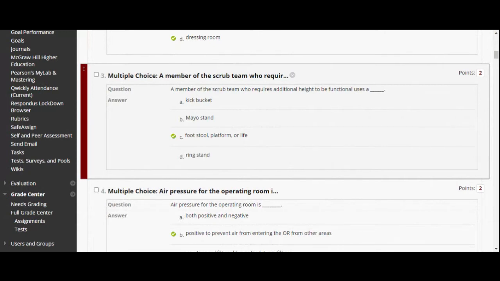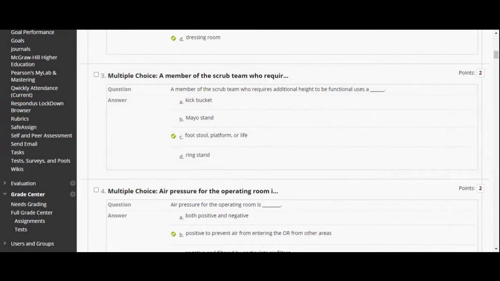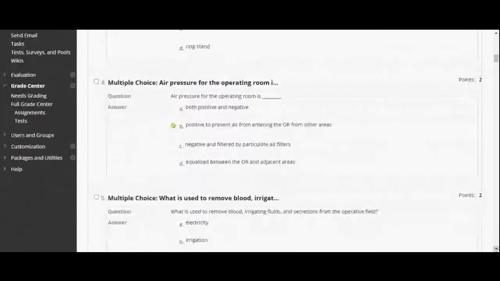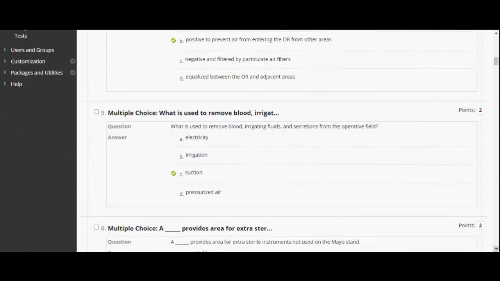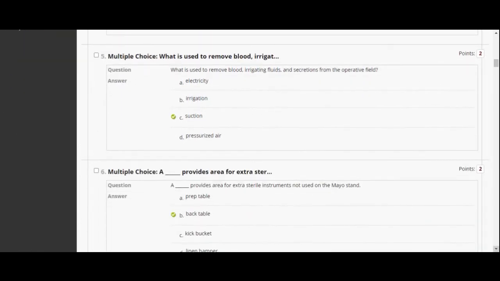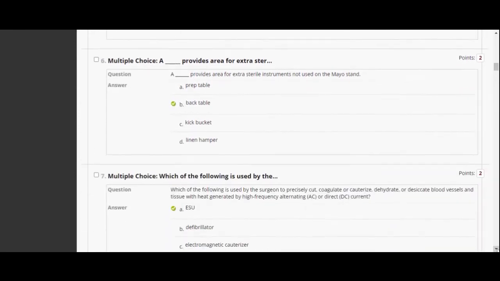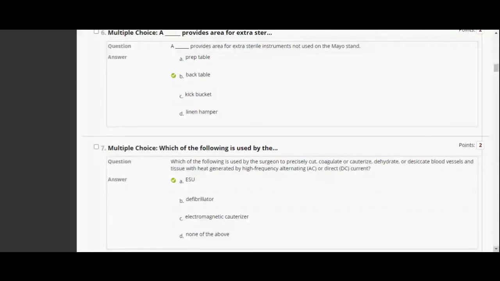A member of the scrub team who requires additional height to be functional uses a footstool, platform, or lift. Air pressure for the operating room is positive to prevent air from entering the OR from other areas. What is used to remove blood, irrigating fluids, and secretions from the operative field? That's your suction. A blank provides area for extra sterile instruments not used on the Mayo stand. That's your back table.